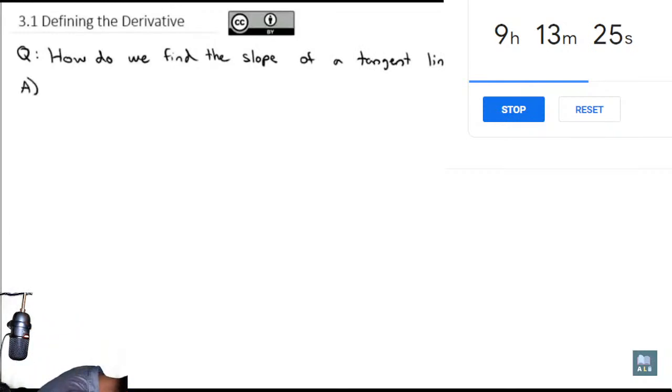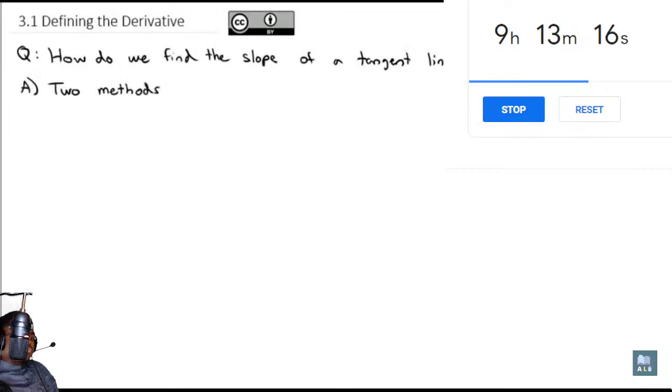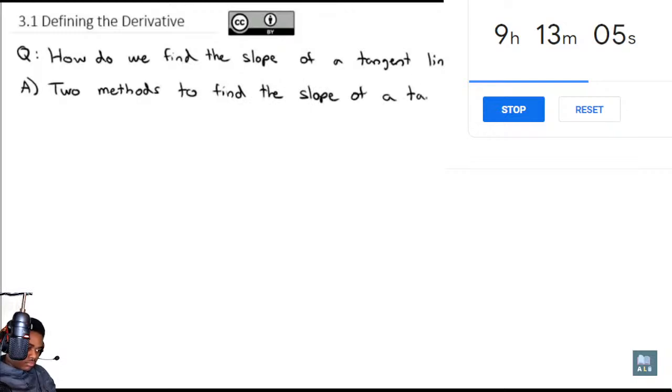And really, to answer this question, when we want the slope of a tangent line through a specific point, there are two methods. Both work equally well. Sometimes one is better than the other to find the slope of a tangent line. Also, by way of vocabulary, when we say the slope of a tangent line, what we're talking about is what is called in calculus the derivative. The rate of change instantaneously at that point.